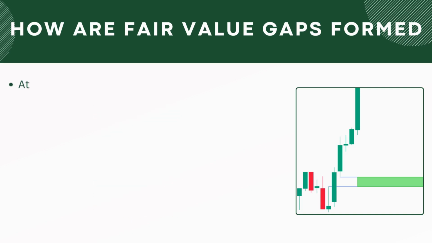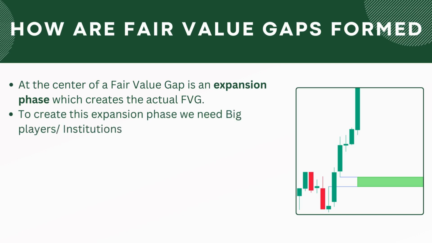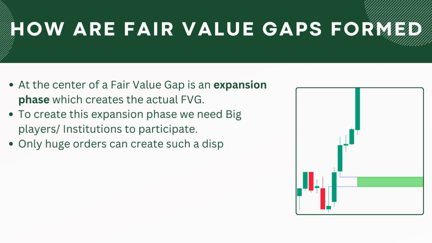So at the center of a fair value gap is an expansion phase, the second candle, which actually creates the fair value gap. To create this expansion phase, we need the participation of big players, of institutions who come in with huge orders, big volumes, and can cause a massive displacement in price. That momentum that we see, those huge body, sudden big candles that we see, they can be created only when there are big orders, big players, institutional players who are participating in the market.